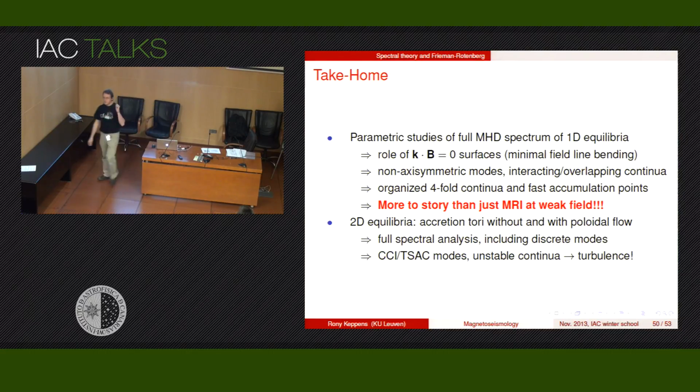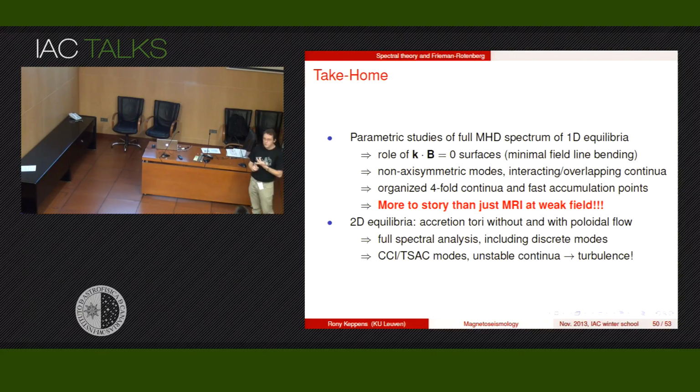And say that these quantifications were for a one-dimensional equilibrium with everything in it: azimuthal shear flow, magnetic field as a function of radius, pressure gradients. But it still was one-dimensional. This Frieman-Rotenberg approach also works for two-dimensional. But then you have to first construct an actual equilibrium, which is two-dimensional. The part I skipped is telling you that there is already quite some work done on first obtaining two-dimensional equilibria for thick accretion disks and quantifying the modes.